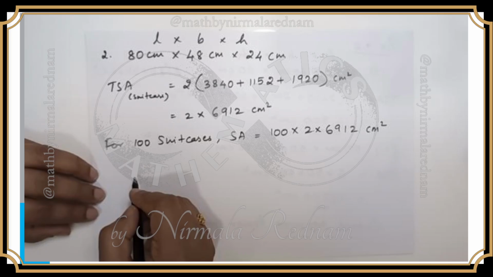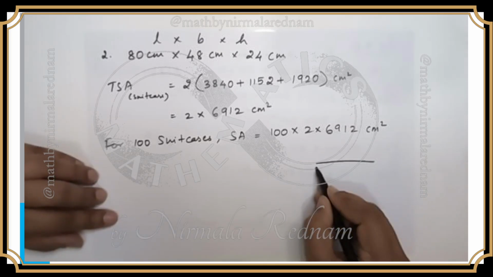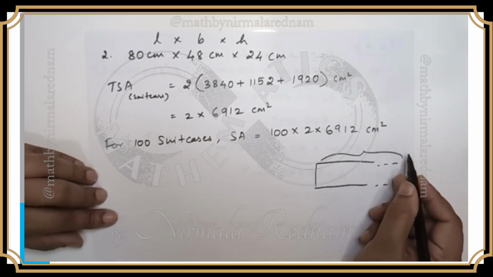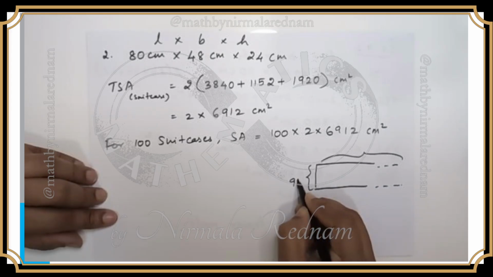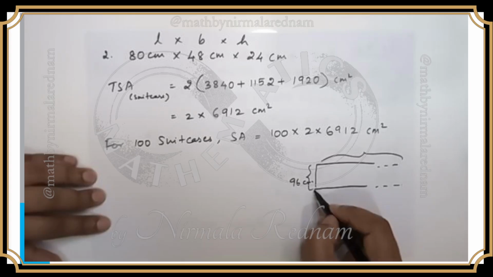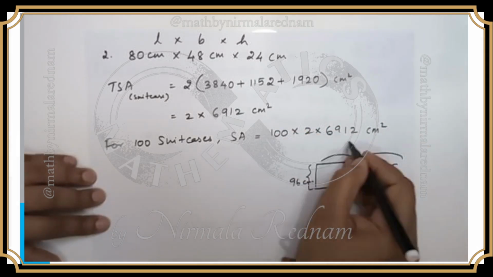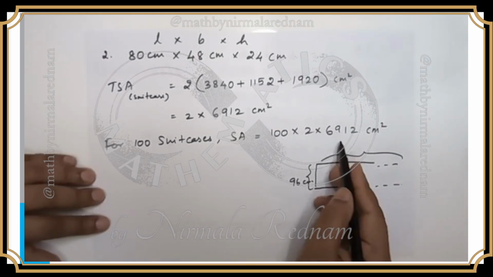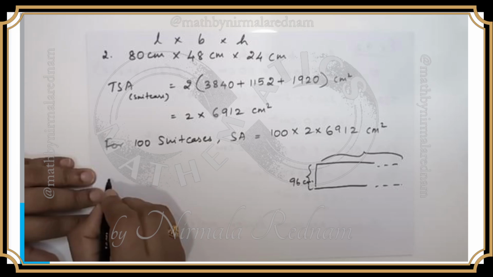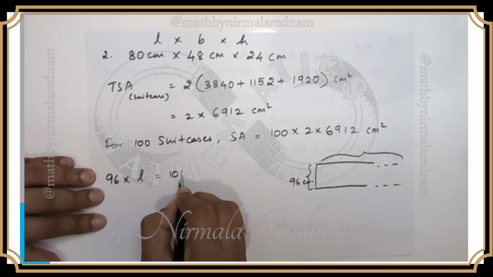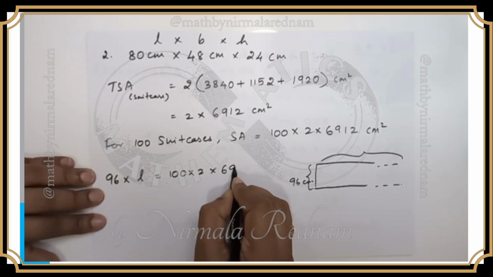Okay, now they're saying that you have a tarpaulin whose width is given, and I need to find how much length I need. Width is given as 96 centimeters, right? So this 96 into this width is the area of this rectangular tarpaulin that I need to make that many suitcases of this area, right? So I'm going to equate these two, right? So 96 into the length of the tarpaulin is equal to 100 into 2 into 6912.